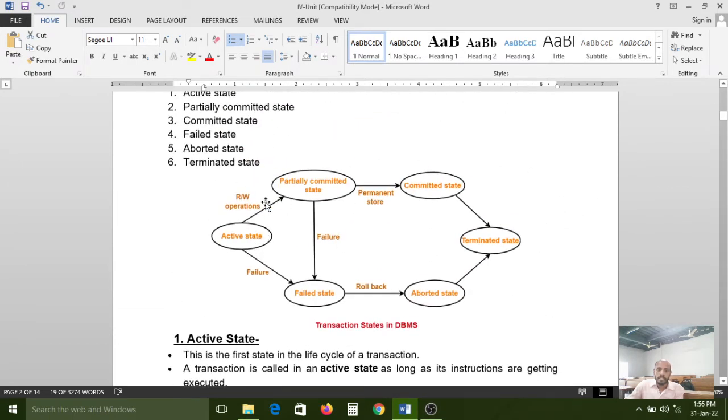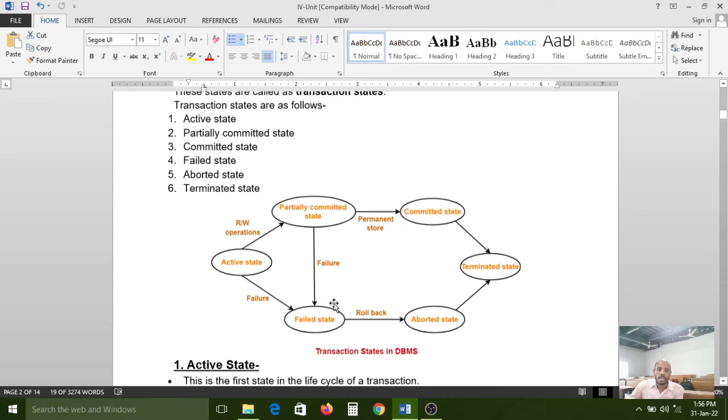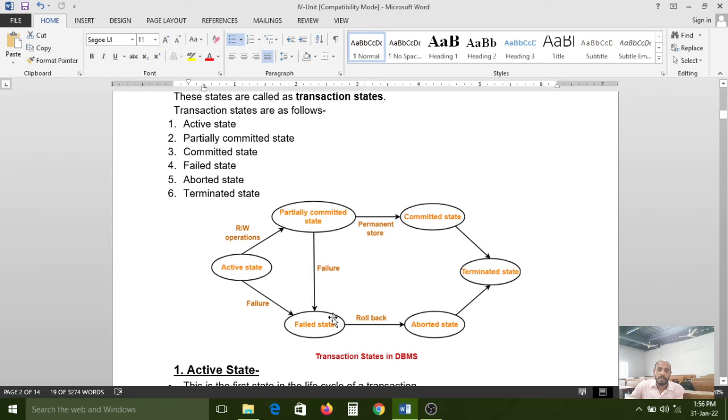This complete diagram represents the transaction states. How many states do we have in this diagram? First one is the active state, second is the partially committed state, third is the committed state, and then the failed state, the aborted state, and finally the terminated state. So a transaction contains 6 states. A single transaction should contain these 6 states.